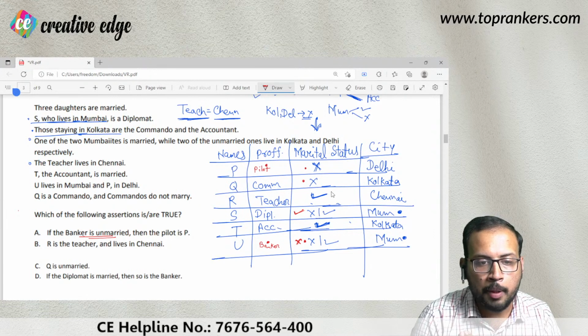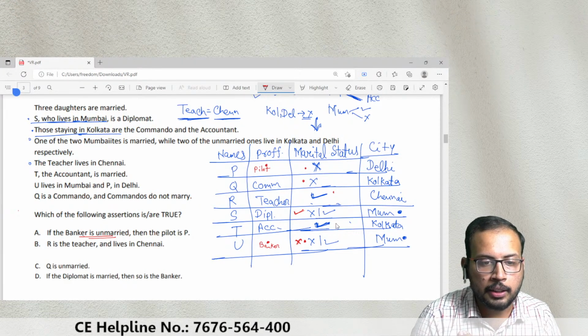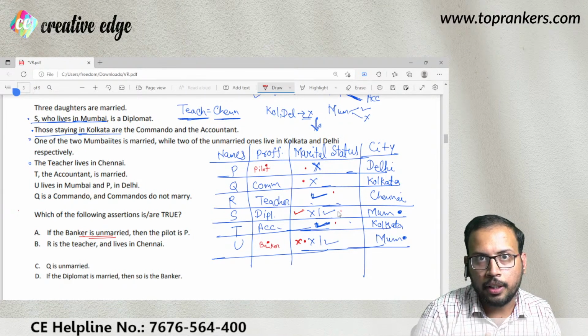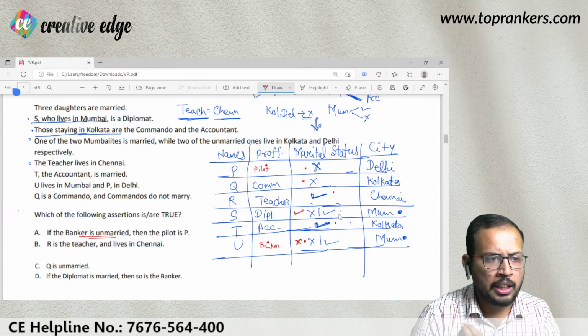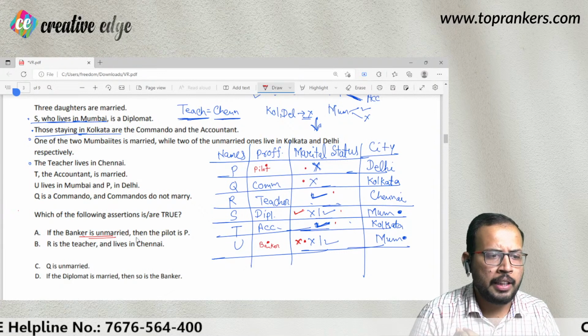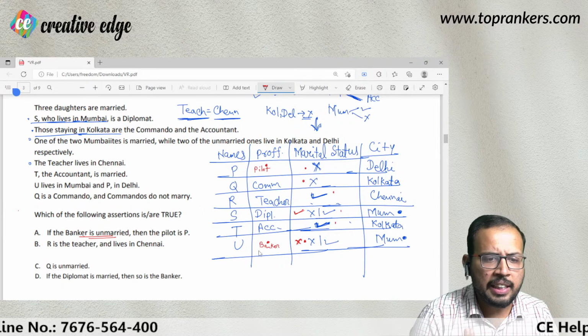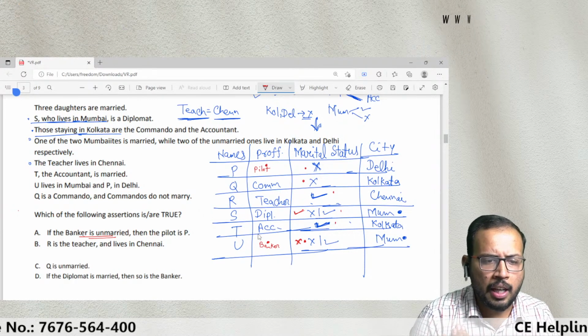If I talk about the married people, so I have this confirmed to be married, this confirmed to be married, this is going to be married. So okay, this can work as of now. ठीक है, ऐसा possibly हो सकता है। So if the banker is unmarried, P must be pilot. But is it necessary that यही ऐसा भी हो सकता है ना?